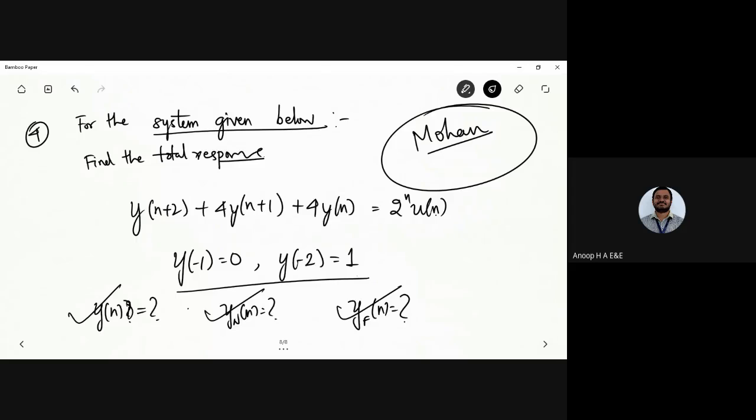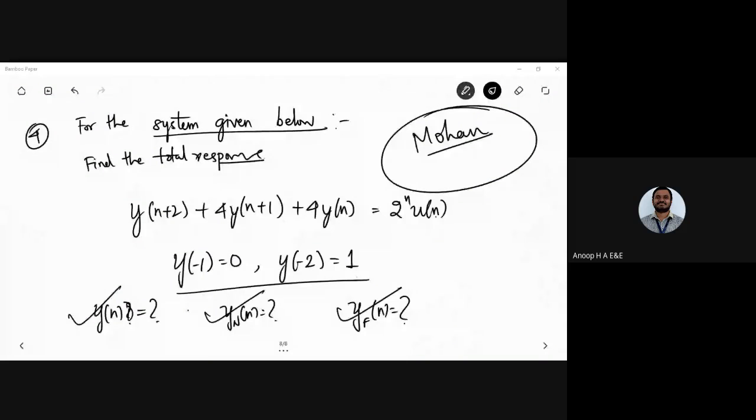So with this note, I would like to end the session of today's class. In the next class, we are going to discuss the solution to difference equations by considering the zero input response and also the zero state response.